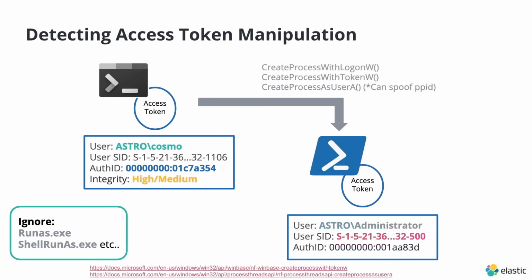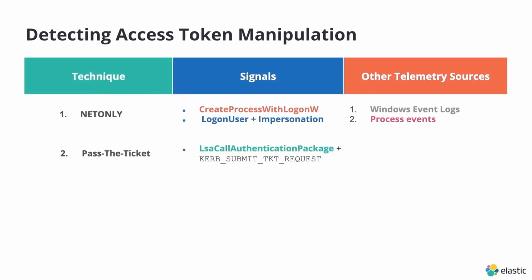I haven't had too much time to go on this today, but you could also take this a bit further and look for processes spawning processes as other users, full stop. And again, look for high and medium integrity user processes. And this caters for that case of someone stealing a token and then spawning a new process with it. And then again, you might want to ignore standard admin tools in doing this.